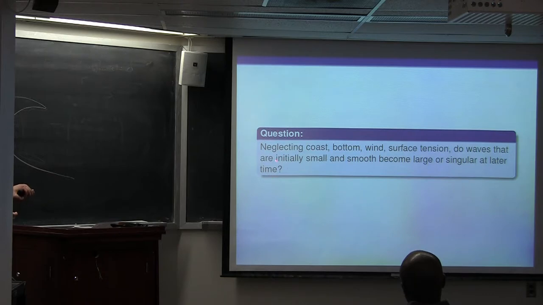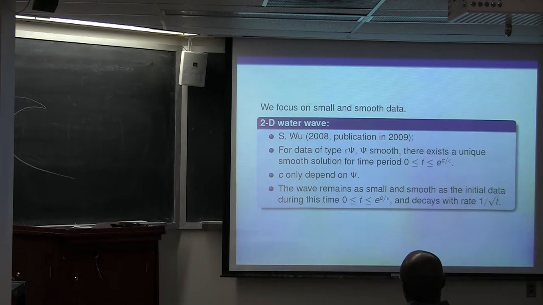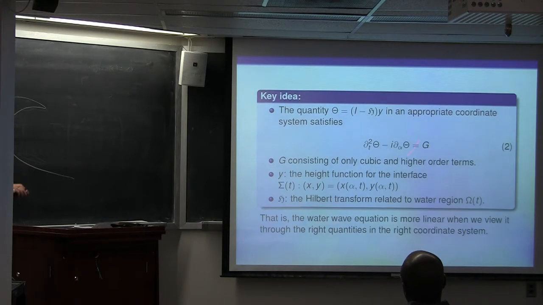So the first question we want to investigate is, if we neglect coast, bottom, wind, and surface tension, do waves initially small and smooth become large and singular at a later time? So this is what we know. We want to focus on small and smooth data, and ask whether it becomes large or singular. In fact, if the data is of size epsilon and smooth, then we can actually solve the equation for an exponentially long period of time. This time period depends on how small epsilon is: the smaller the epsilon, the longer the time. C only depends on the profile. And the wave remains small and smooth for this time period and decays with rate 1 over square root t. So why can we solve for so long?